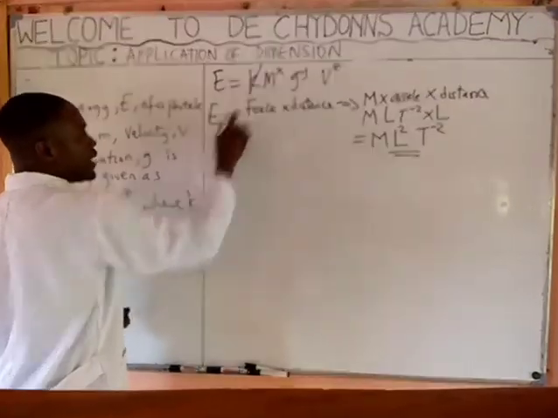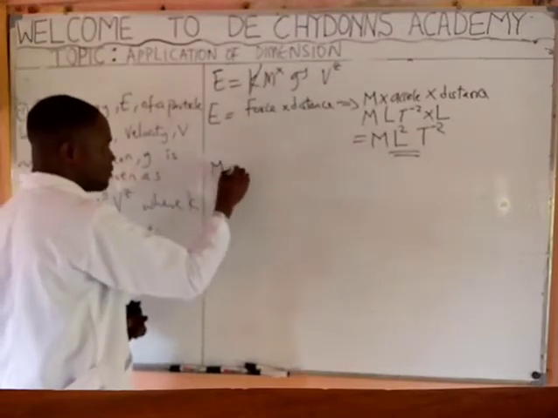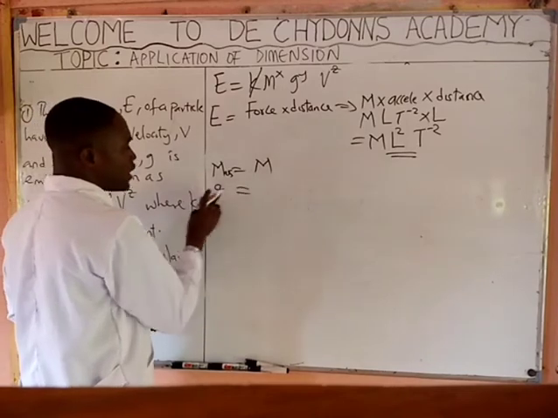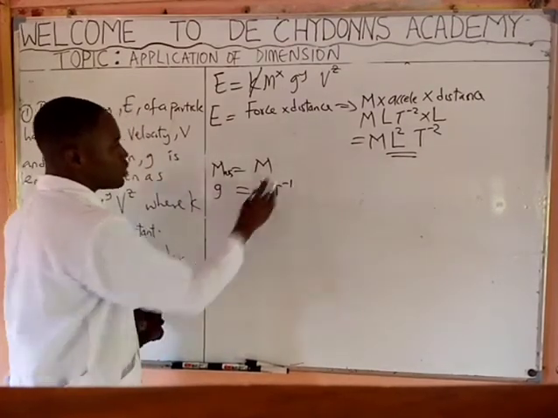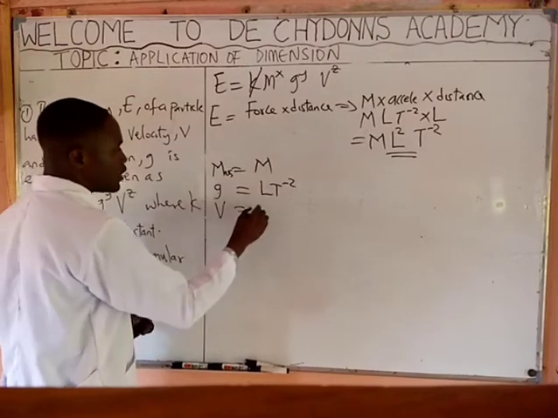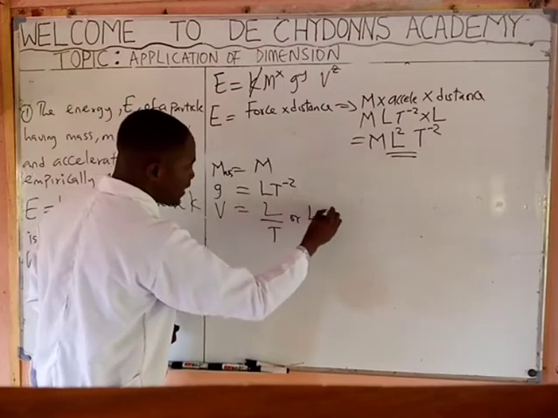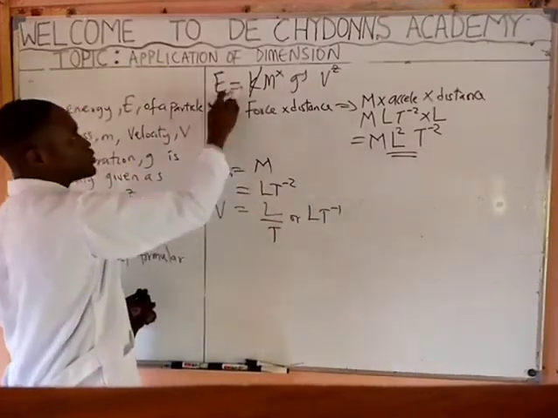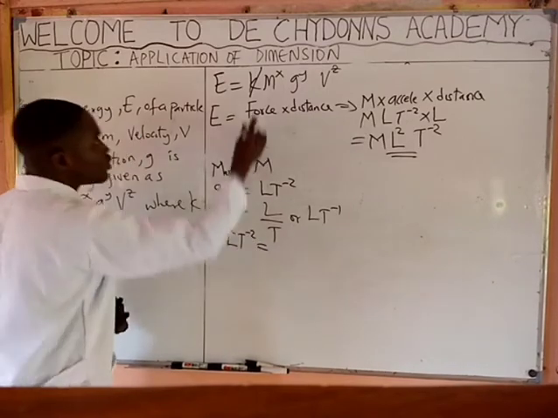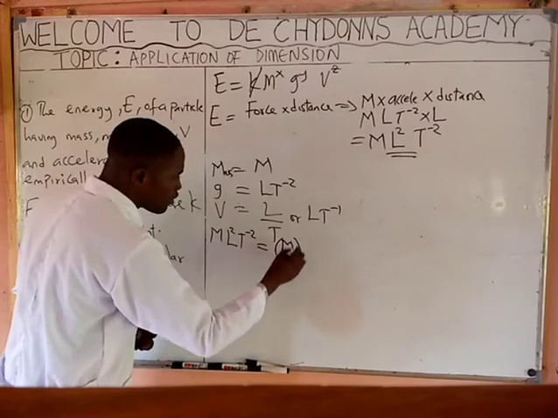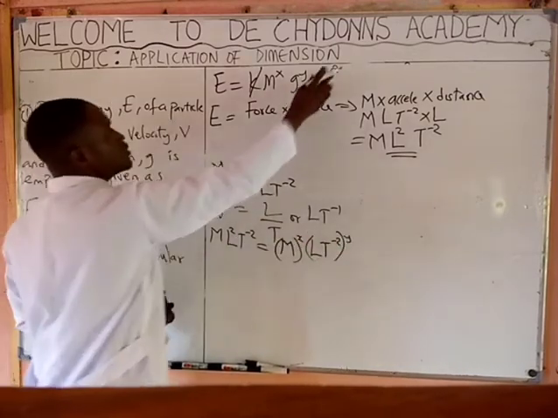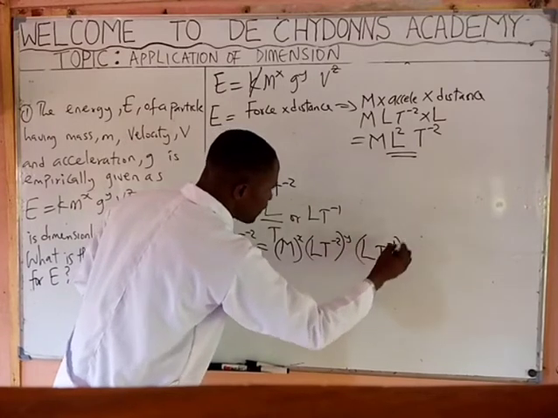Then, what is the dimension of the mass? We say the dimension of m is capital M. Dimension of g equals acceleration, that is LT minus 2, please. Dimension of velocity, v, equals L over T or LT minus 1. Now, we carry these parameters and put them here. We say E is ML squared T minus 2 equals M, capital M raised to the power of x, g is LT raised to the power of minus 2 raised to the power of y, v is LT raised to power minus 1 raised to power of z.